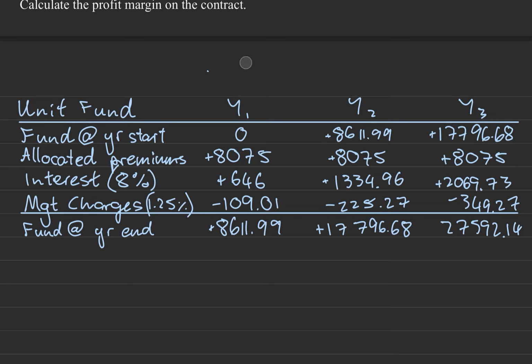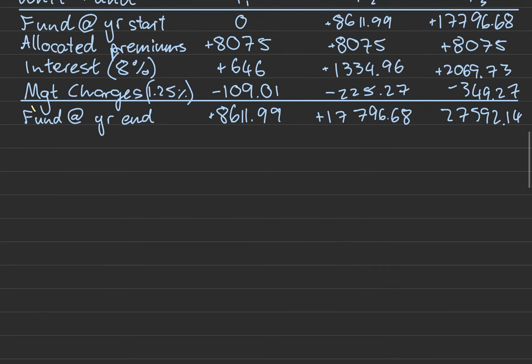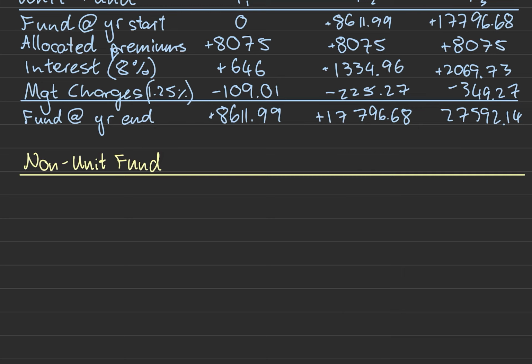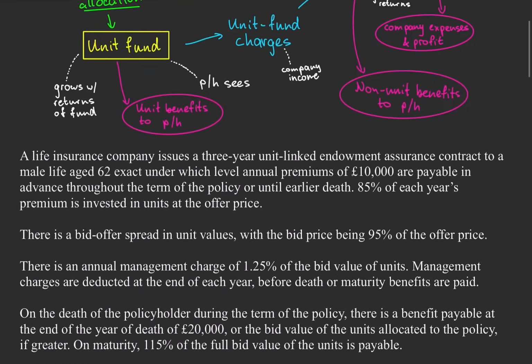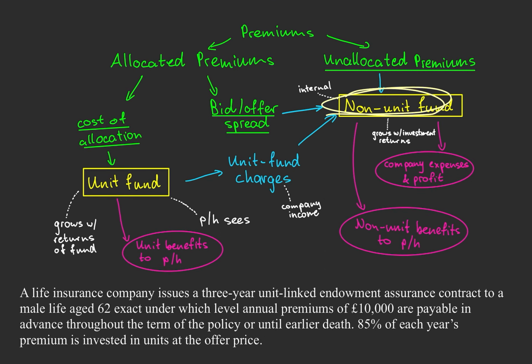Now let's tabulate this non-unit fund. So we have these management charges. That was the important line there. So here's the non-unit fund. I'm going to tabulate this: year 1 again, there's year 2, and there's year 3. Let's look back at our diagram. Non-unit fund, where are the inflows? At the beginning of the year, I'm getting these unallocated premiums and I'm getting this bid offer spread.